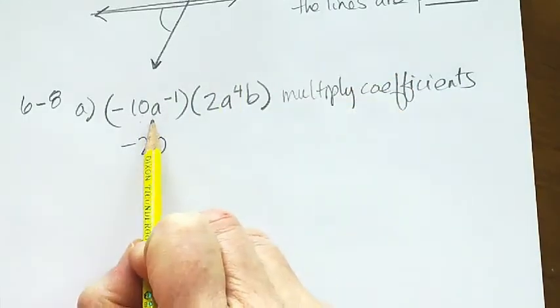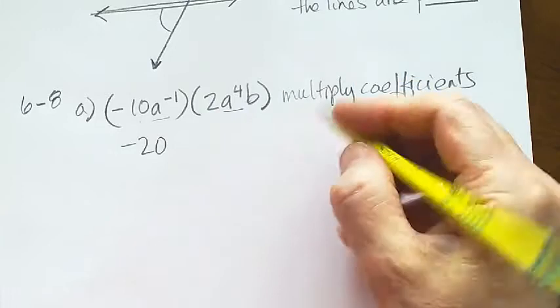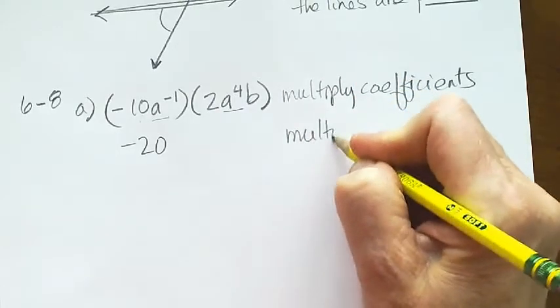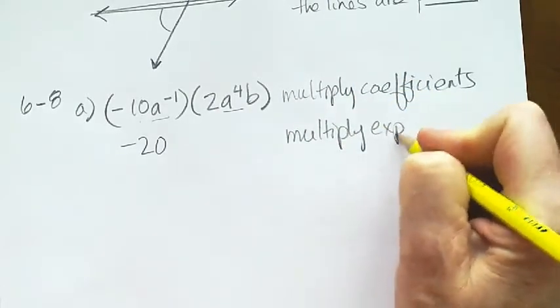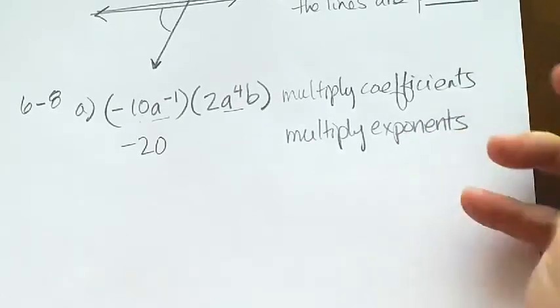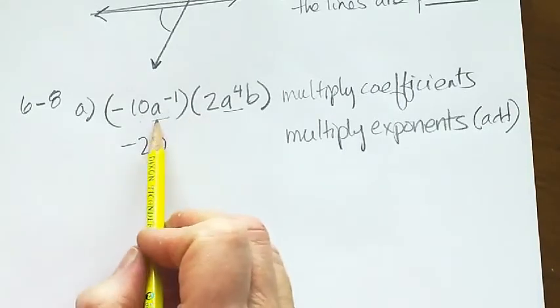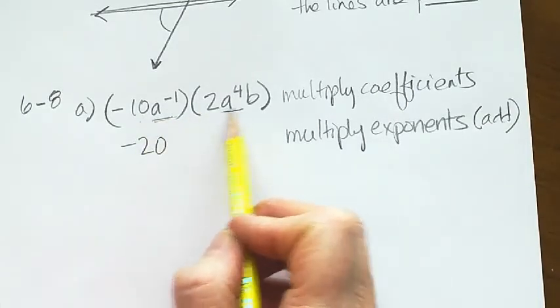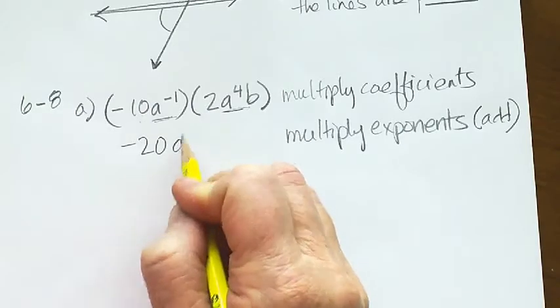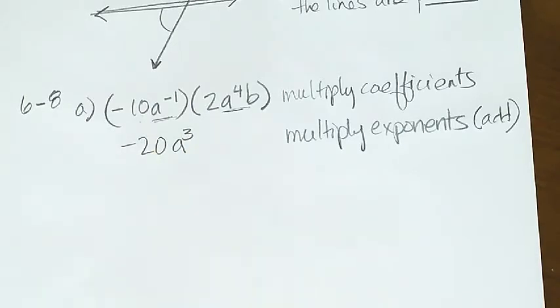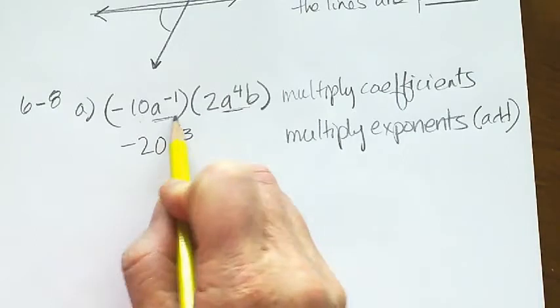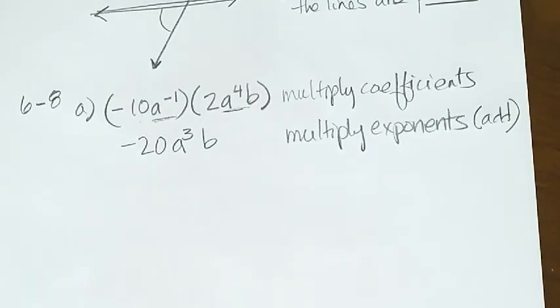And then when I multiply powers, when I multiply exponents, I add them. So a to the -1 times a to the 4th is a to the 3rd. And then b is just out here by itself. So this said to simplify it, so there's no negative exponents and no parentheses. That's it.